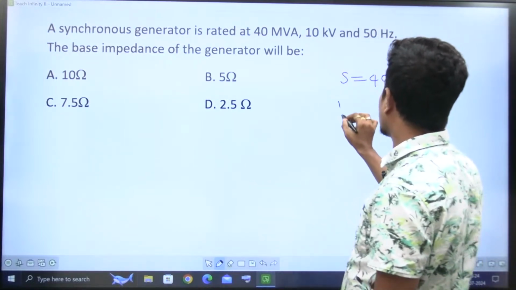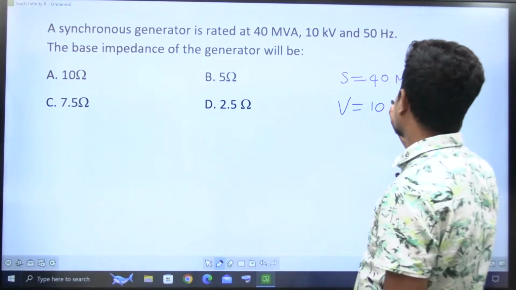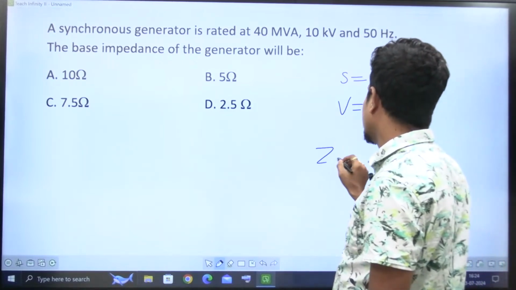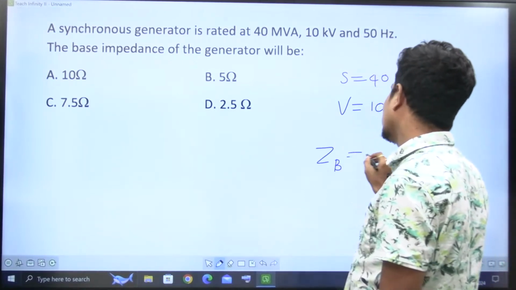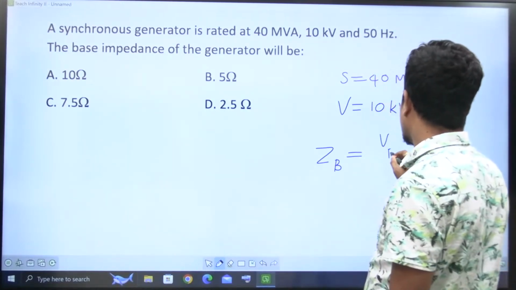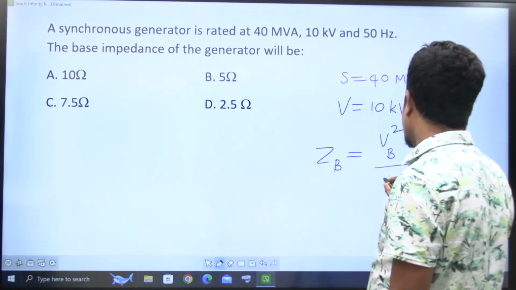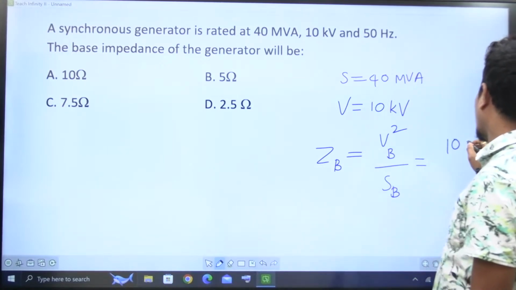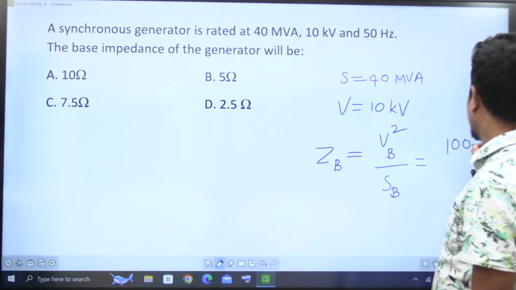And what is the voltage that is given? That is 10 kV at 50 hertz. Then he is asking for the base impedance, Z base. I gave you the formula in our live classes: Z base is equal to V base squared by S base. How much is V base squared? 100 into 10 to the power of 6.